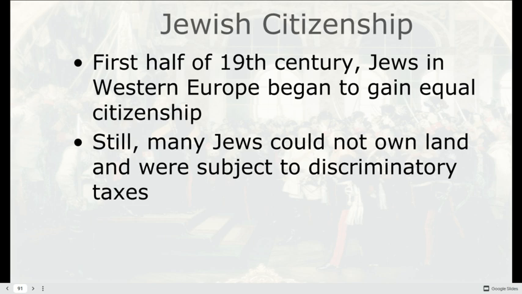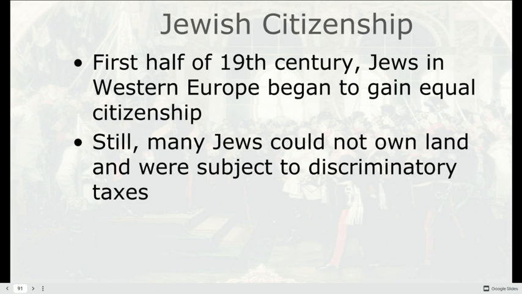The next group I will talk about are Jews. Jews in Western Europe started to receive a lot of rights by the late 19th century. The Jewish people started to gain some rights in Western Europe in the late 19th century.